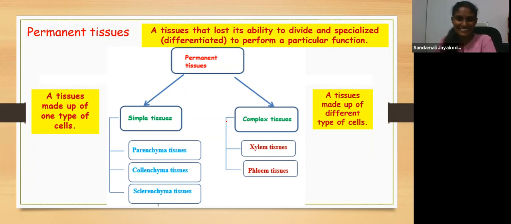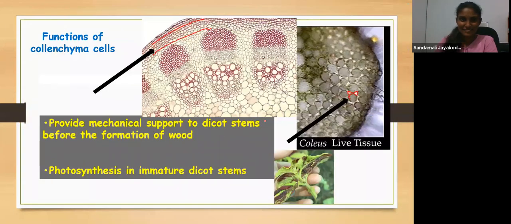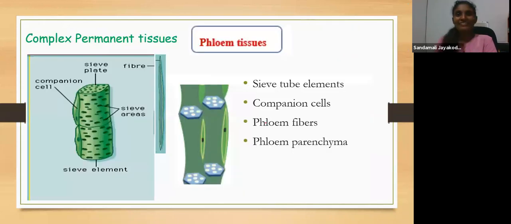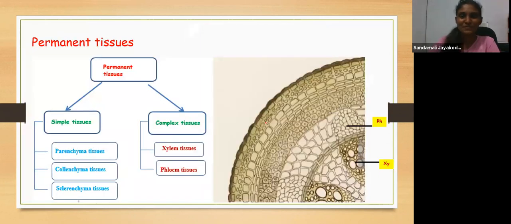Okay, so we are going to continue with the complex tissue part. Now we are at the complex tissues. They are xylem tissues and phloem tissues. In this diagram, you can clearly see, as I mentioned earlier, this area contains different types of tissues and they perform a particular function. And this area also contains another tissue type, performing another function.